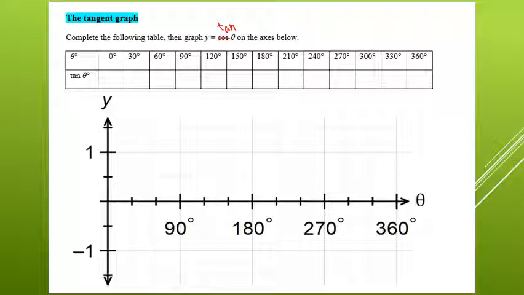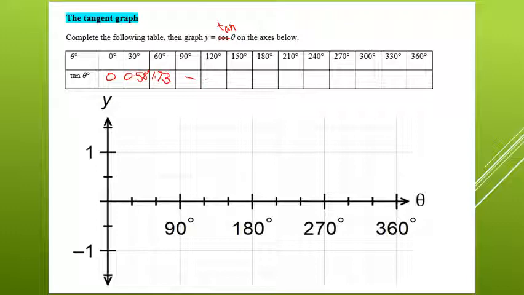Here we're looking at the tangent graph, so we put the angle into the tan. Tan of 0 is 0, tan of 30 comes out to 0.58, tan of 60 degrees comes out to 1.73, tan of 90 is undefined, which will make our graphs interesting.